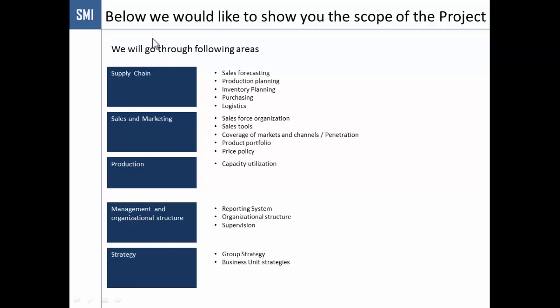So here we basically told them that we're going to do the operational audit, and then we told them which areas we're going to cover, so those 5, and then within each and every area what we're going to have a look at. So for example, in the supply chain: sales forecasting, production planning, inventory planning, purchasing, and logistics.